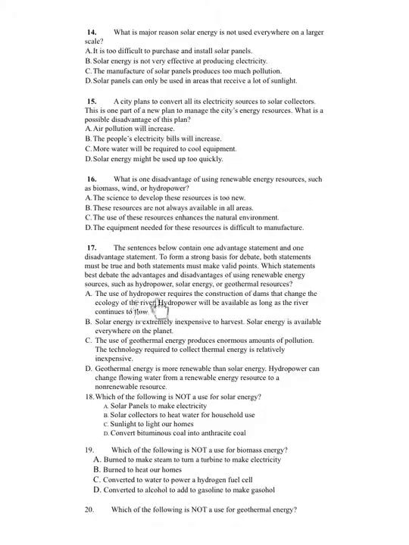A. The use of hydropower requires the construction of dams that change the ecology of the river. Hydropower will be available as long as the river continues to flow. B. Solar energy is extremely inexpensive to harvest. Solar energy is available everywhere on the planet.